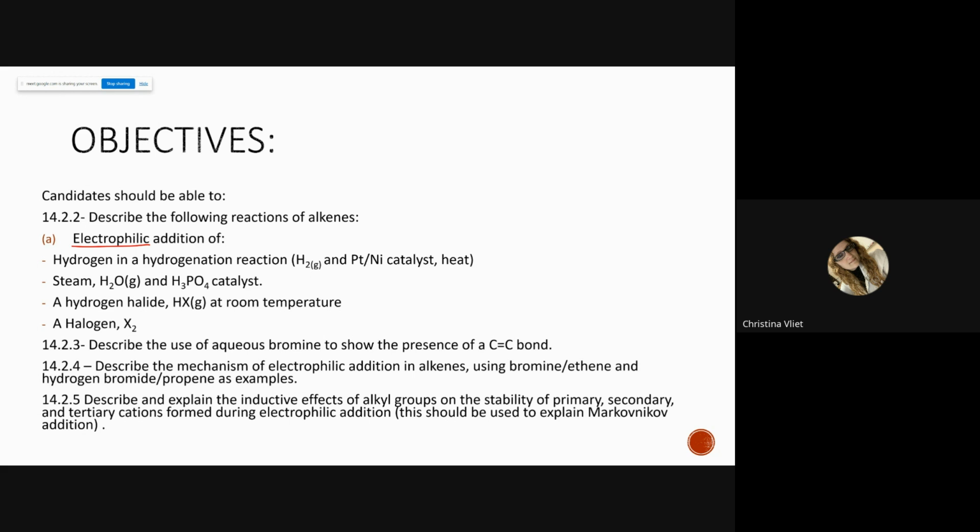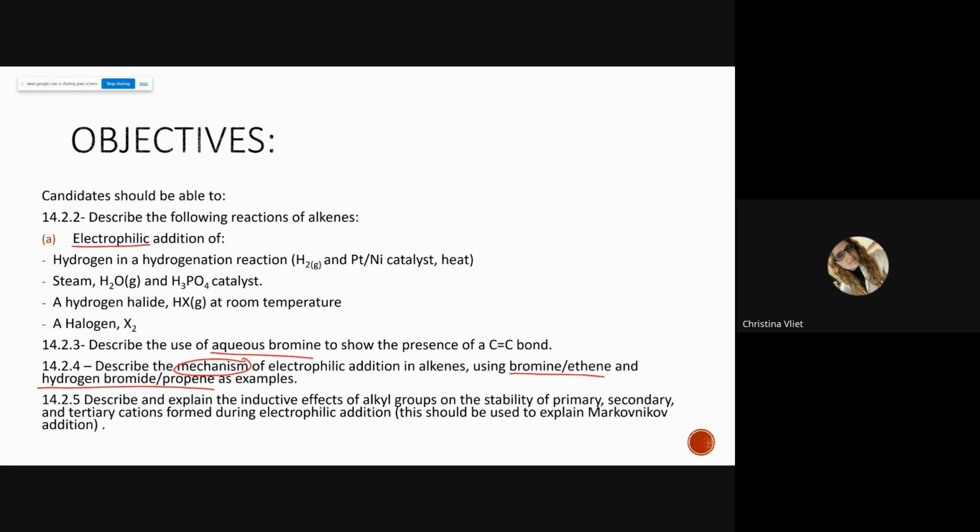Next, describe the use of bromine water, we call it, to show the presence of a C double bond C bond. 14.2.4, here it is, mechanism, what does that mean? Describe the mechanism. Show what happens to go from a reactant to product. What exact bonds are broken, what exact bonds are formed. You learned the first type on Monday, we're doing the second type today. And they said using bromine and ethene and hydrogen bromide and propene as prime examples. That doesn't mean those are the only ones they can assess you on, but those are examples that they want us to study.